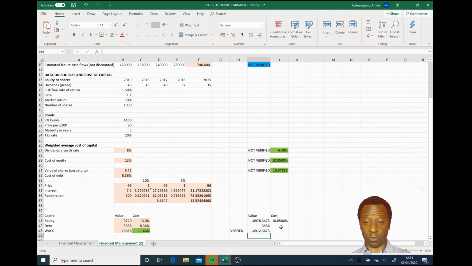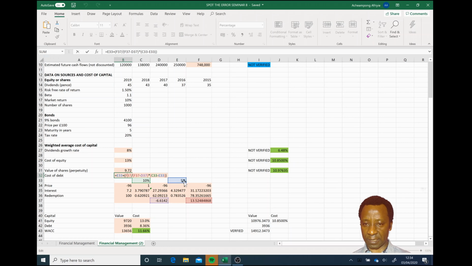What we need to do now is verify the cost of debt. So they've got cost of debt here, and if we just double click, we can see that what they seem to be doing is they are using the linear interpolation formula that we came across in both our financial management and our management accounting module when we were calculating the internal rate of return. So we can see that's what they've done. They're calculating the IRR using the linear interpolation formula, because I can see they've discounted using 10% and 5%.